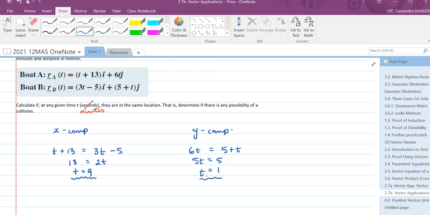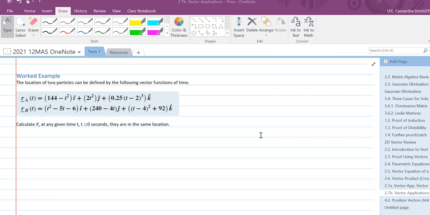Let's have another go. Here we have an example of two particles that are actually in 3 dimensions. So now we have the i, j, and k, or x, y, and z components that we have to determine if they have the same value for time. So let's start off looking at our x components here. Now I do have a graphics calculator sitting in front of me, so I'm not actually solving a lot of these quadratic equations by hand. I will be solving them by inputting them in on the polynomial function through the graphics calculator.